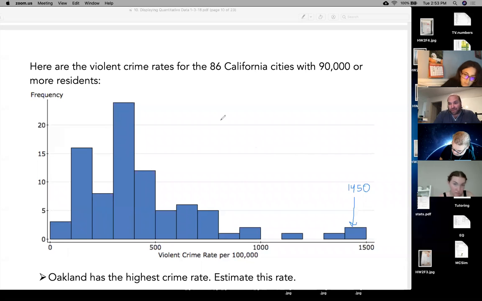I get that. Okay. But the issue here is that the bar represents the number of cities. Oakland is just one of those cities. It's the one with the highest crime rate. That's the highest x-axis value, which puts it in this box here, along with something else. Because it looks like there's two in this box, but I don't know what the other city is.